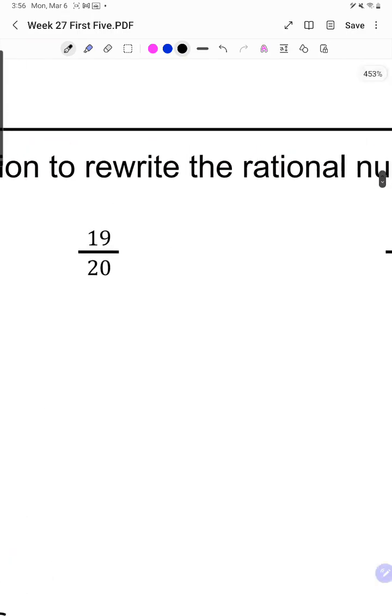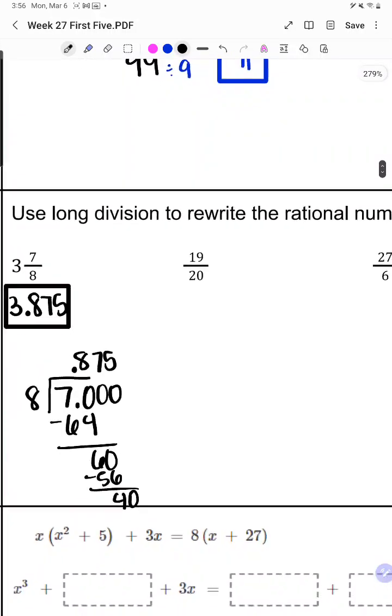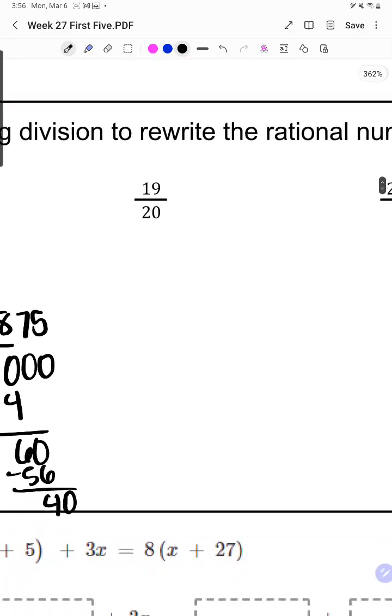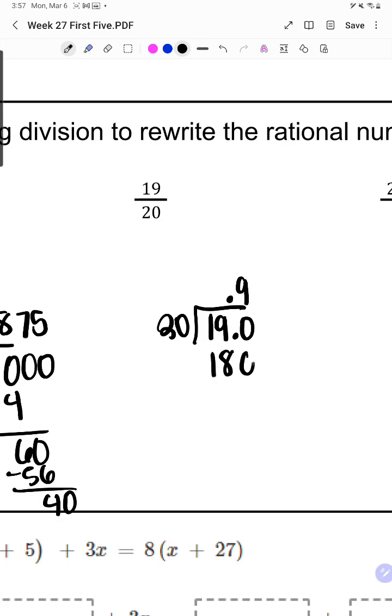All right, for this one right here, there is no whole number, and so we're just going to divide 19 by 20 to figure out what our decimal is going to be. So 20 does not go into 19, so we'll add a decimal and a 0. 20 goes into 190 9 times, and then when we multiply that, we'll get 180, which leaves us with 10. So we'll add on another 0. And 20 goes into 100 5 times. So our answer is 0.95.